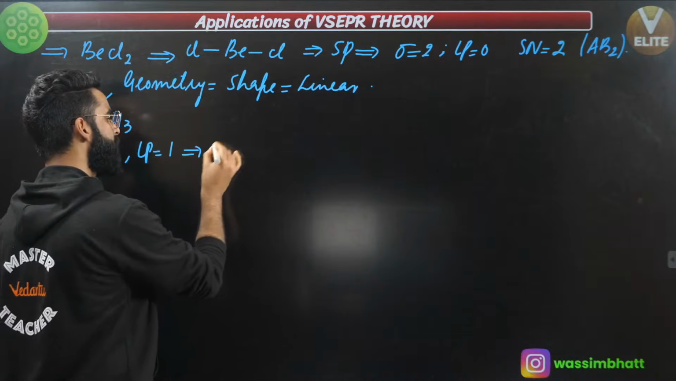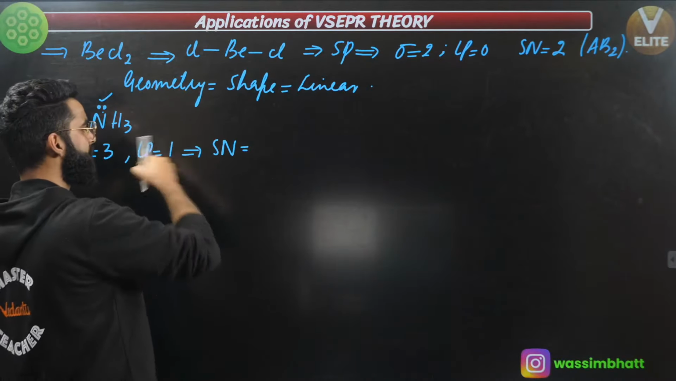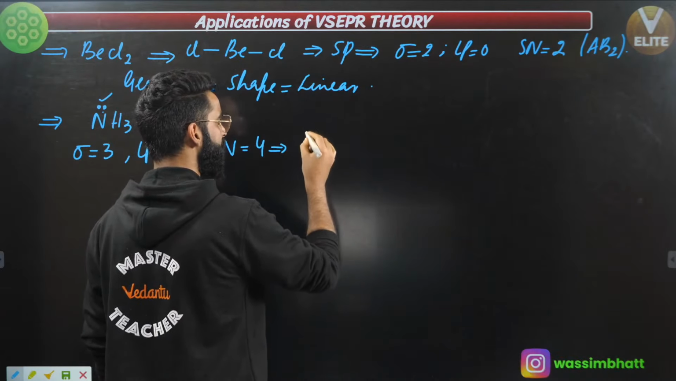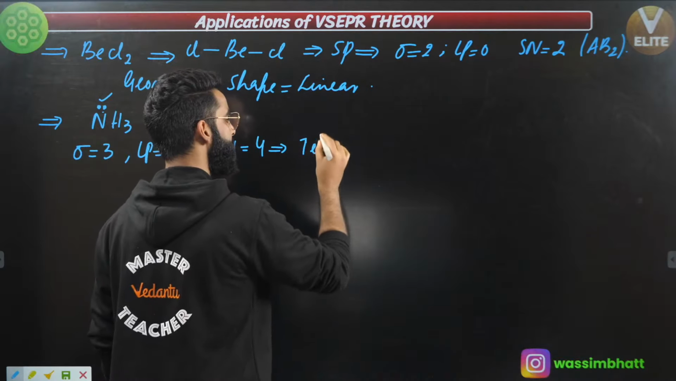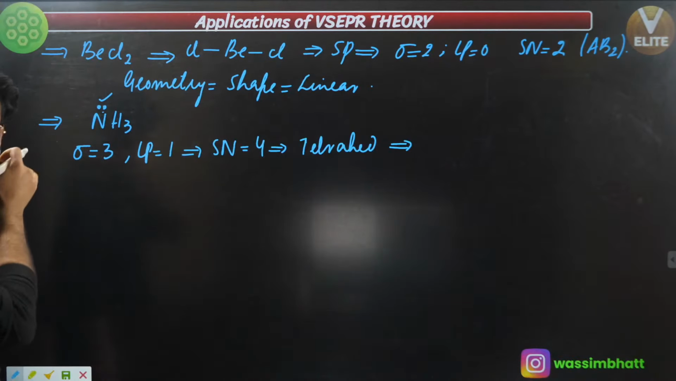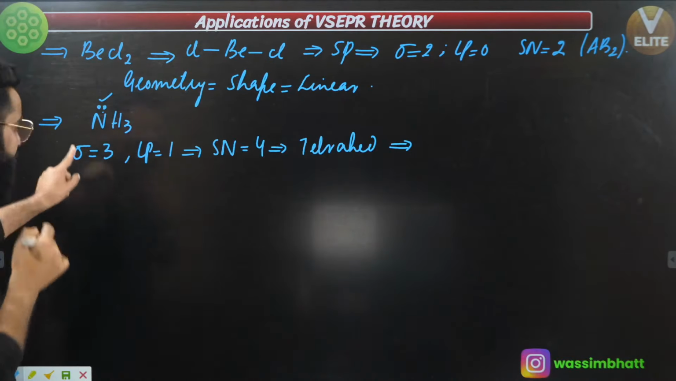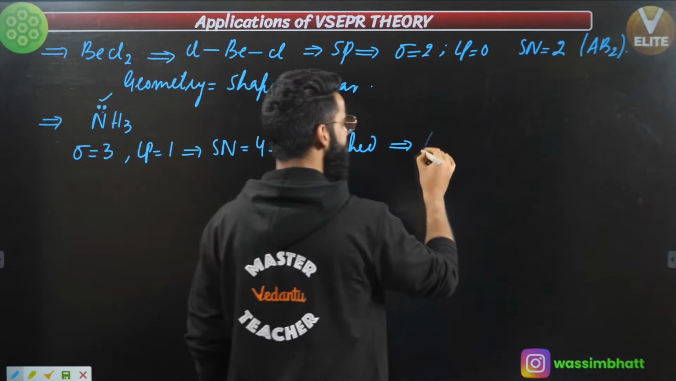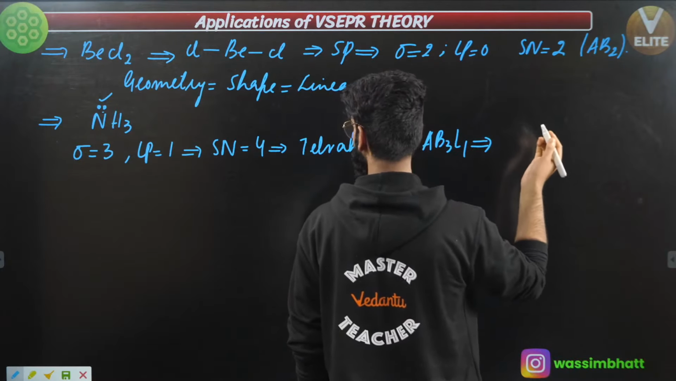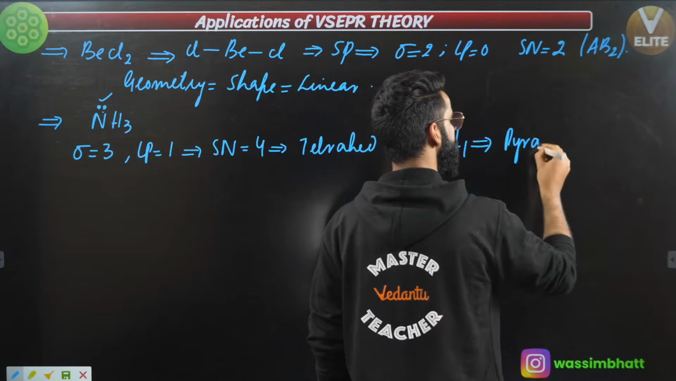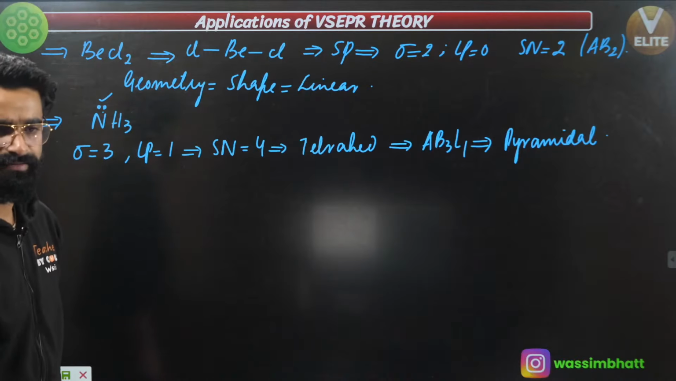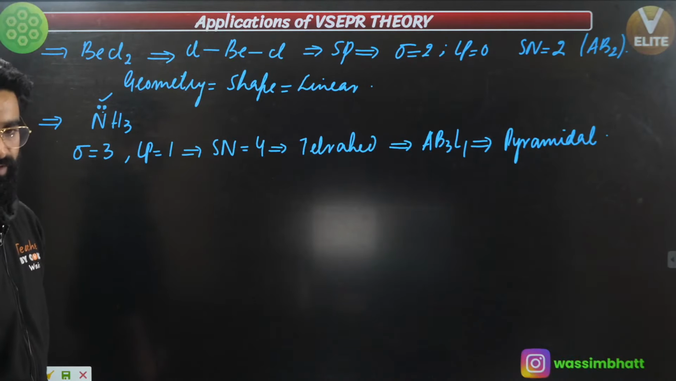If I ask you about the steric number, what is the value? Sigma plus lone pair, 3 plus 1, 4. That means the geometry is tetrahedral. Okay, what about the shape? For the shape, I need to understand the type of the molecule. It is AB3L1. Now you can tell me the shape. AB3L1 is pyramidal, correct? I'm sure this is clear.